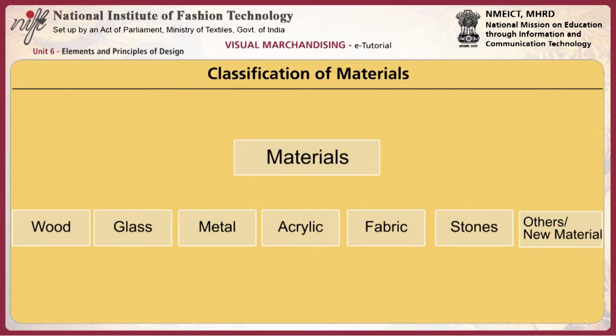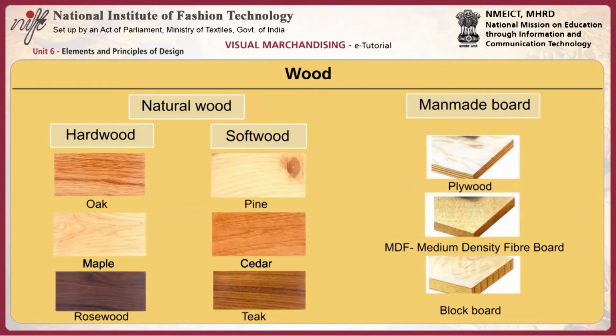Material may be classified as wood, glass, metal, acrylic, fabric, stones, others or new materials. Wood, glass, acrylic and fabric may be the basic and important materials used for the retail space. However, the others may be used to add an aesthetic appeal to the design space. Describing each of them in detail.